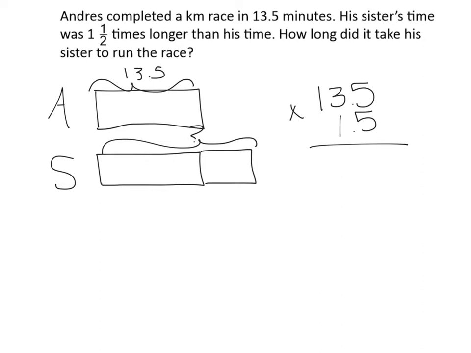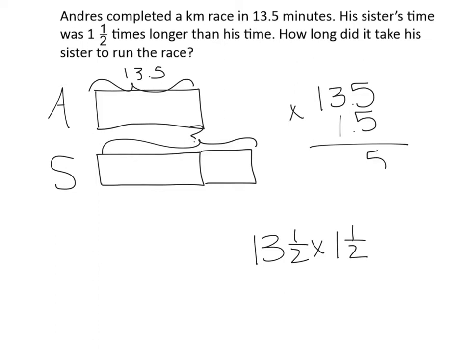Now either we need to change both of our numbers to fractions or both of our numbers to decimals, because we can't multiply a fraction times a decimal without changing them both to the same. So I have 13.5 times 1.5. I could also do it with fractions. Either way I know how to do, so I'll show you both ways. We'll do the multiplication of decimals first.